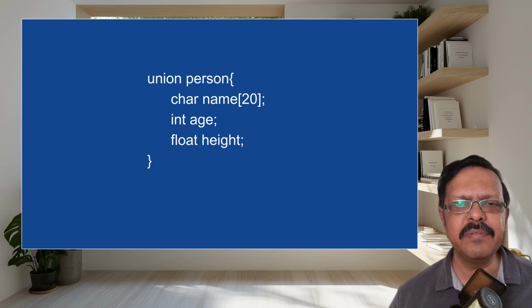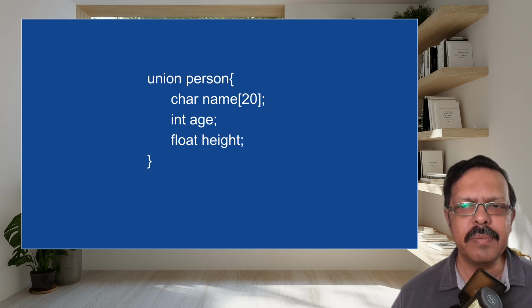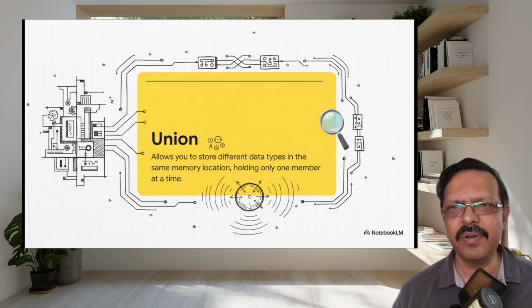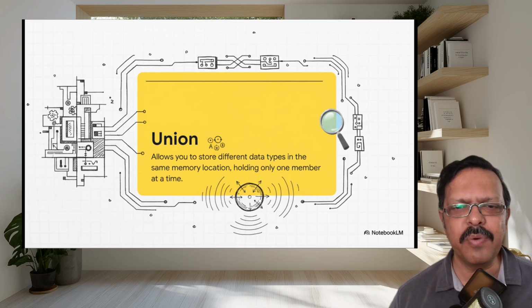A structure gives each member a separate place to store its information. A union forces all members to share the same memory location. What is this? Let's look at it. How does it even work? So only one member can hold a meaningful value at any time.